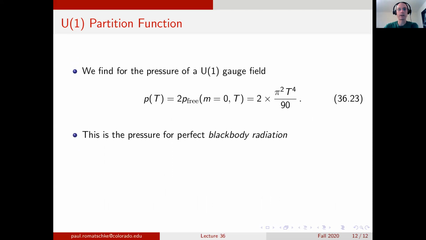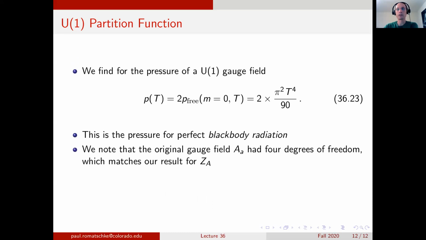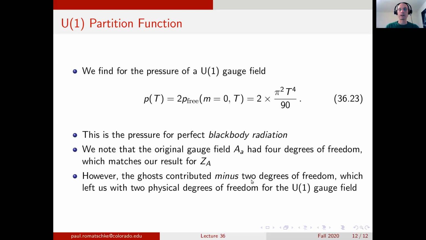This result for the pressure is nothing else but the pressure of perfect blackbody radiation. And we note that of the original 4 degrees of freedom for the gauge field A, which is a vector field in 4 dimensions, so it has 4 components, the 4 components were the power of the k-squared term that we had in the piece that was given in the CA, but the ghost canceled 2 of these degrees of freedom, so that we ended up with just the 2 physical degrees of freedom for the U1 gauge field in 4 dimensions. This concludes the present lecture.